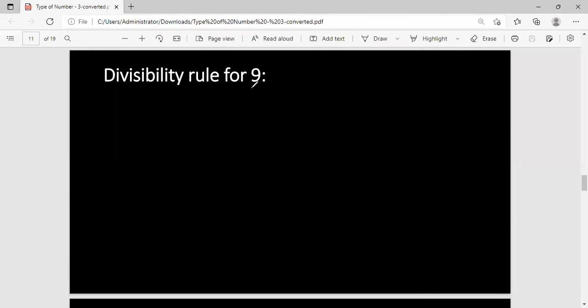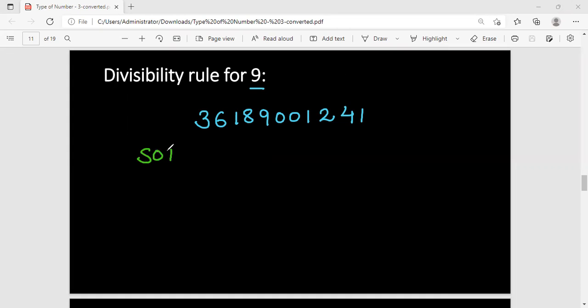Now coming to the divisibility rule for 9. Exactly the same. Whichever number you take, let us take 36, 18, and 9, 0, 0, 1, 2, 4, and say 1. I want to check again whether my number is divisible by 9 or not. Same rule. What is the same rule? The sum of digits should be divisible by 9. Now you know the funda. Same thing we can do here.